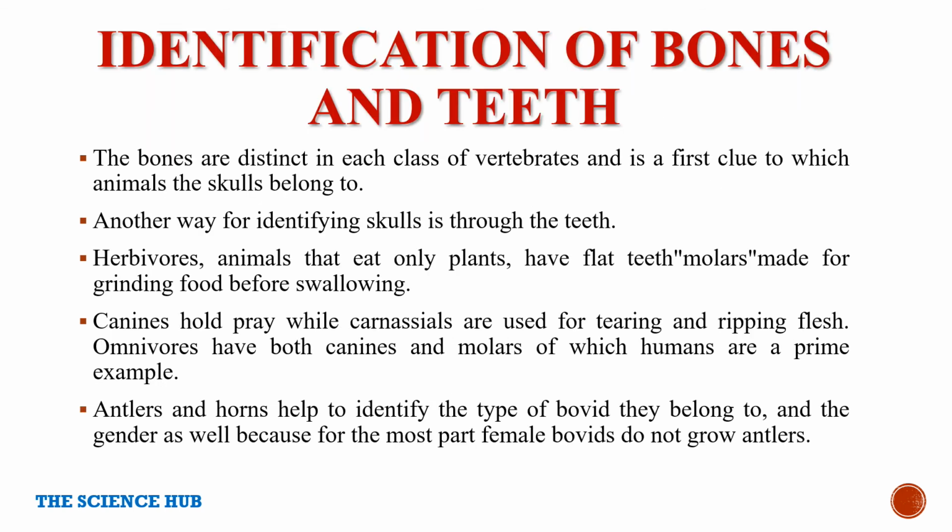The last topic of wildlife forensics is identification of bone and teeth. Bones are distinct in each class of vertebrates and are the first clue to which animal the skull belongs to. Another way of identifying a skull is through the teeth. Herbivores, the animals that only eat plants, have flat teeth, the molars, which are made for grinding food before swallowing. Canines hold prey, while carnassials are used for tearing and ripping flesh. Omnivores have both canines and molars, of which humans are a prime example.